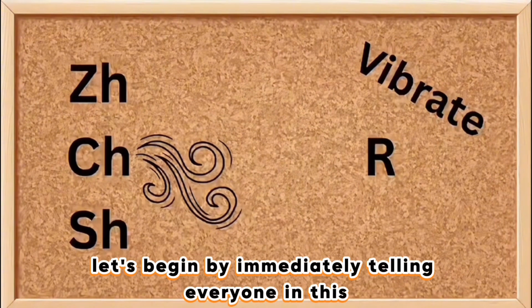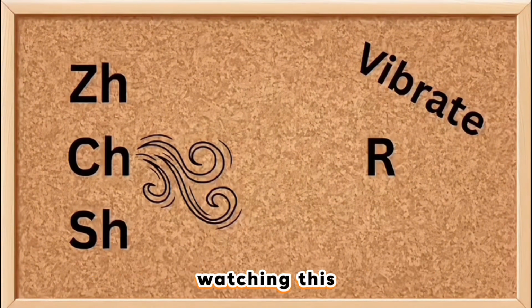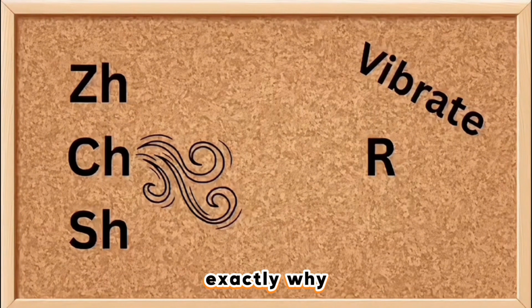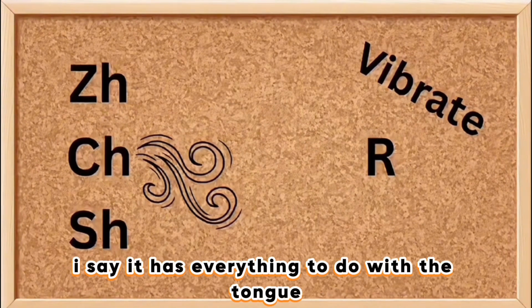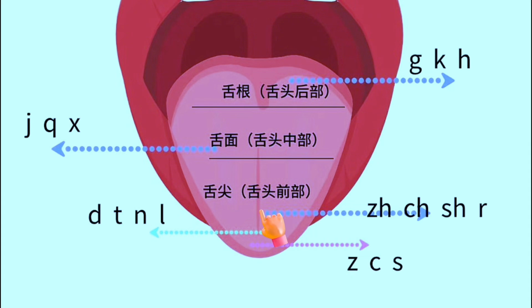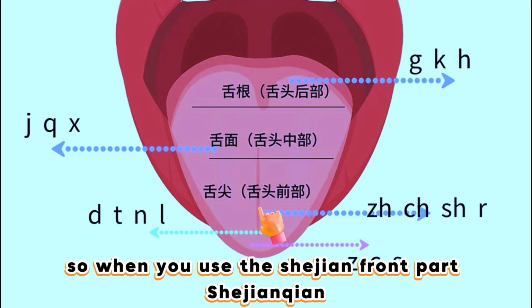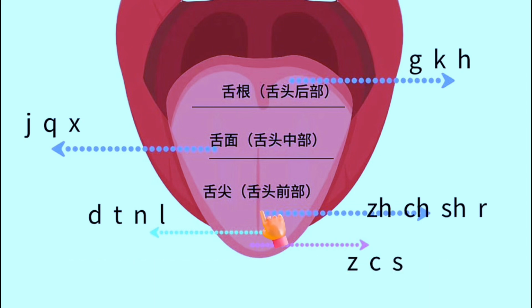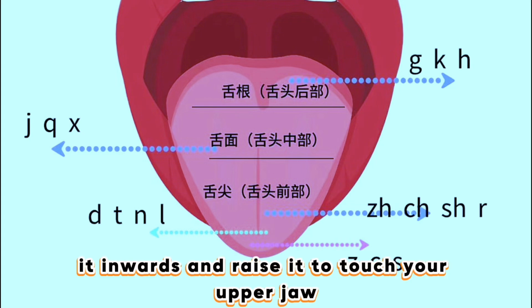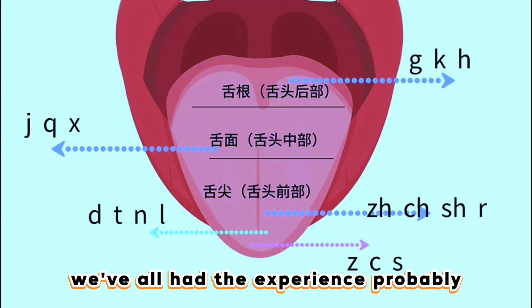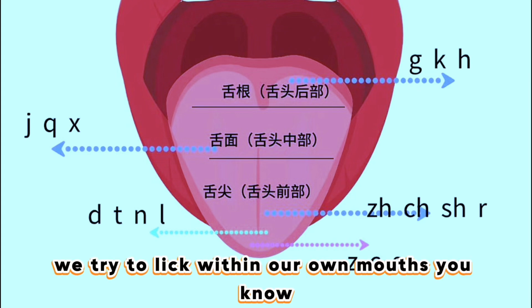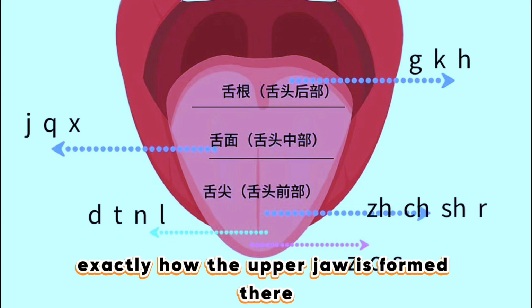Now, let's begin by immediately telling everyone watching this video exactly why I say it has everything to do with the tongue position. This part we see right now is called the 舌尖. So when you use the 舌尖 front part, 舌尖前, and you curve it inwards and raise it to touch your upper jaw. We've all had the experience, probably when we were young. We try to lick within our own mouths. You know exactly how the upper jaw is formed.